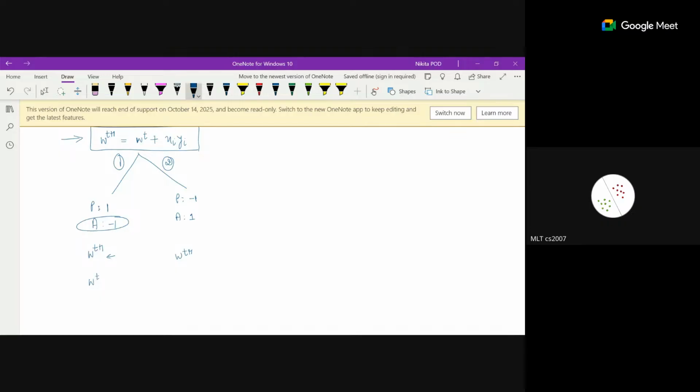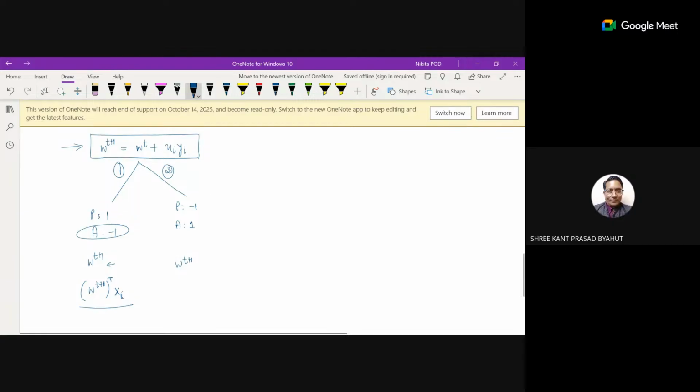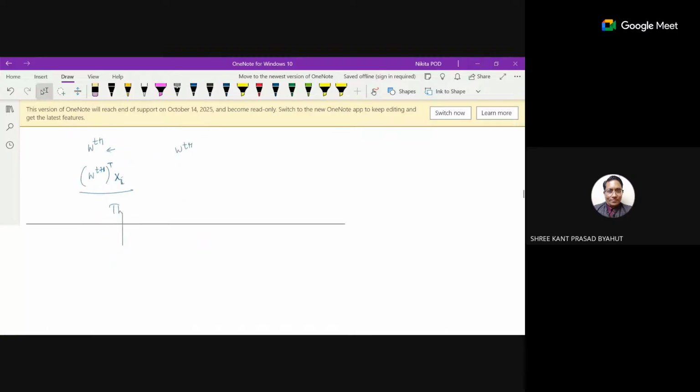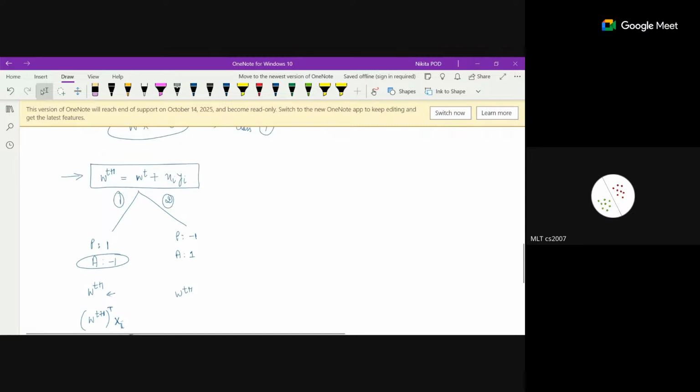So if you take the dot product of WT plus 1 with xi, then we see that the value is reducing. Whatever the value was earlier, now it will reduce. WT plus 1 transpose xi will always be less than WT transpose xi. Theoretically, yes. But we cannot check every example and see.